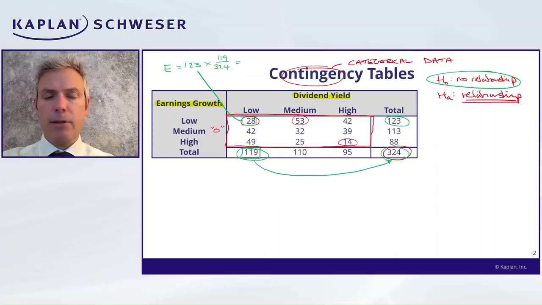So there's no difference between a low earnings growth company, how it's split across dividend yield, and a high earnings growth company, how it's split across dividend yield. Now, if I calculate this number, I get 123 multiplied by 119, divided by 324, and I get 45. So to the nearest whole number, I would expect to see 45 in that cell.